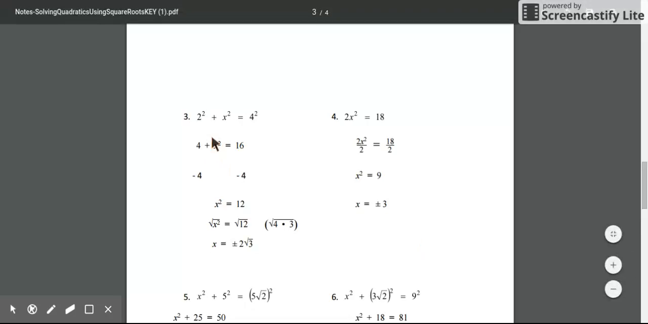Let's do another example. Same process. So 2 squared is 4, 4 squared is 16. Let's get that x squared by itself. We'll subtract 4 from both sides. So now we have x squared equals 12.